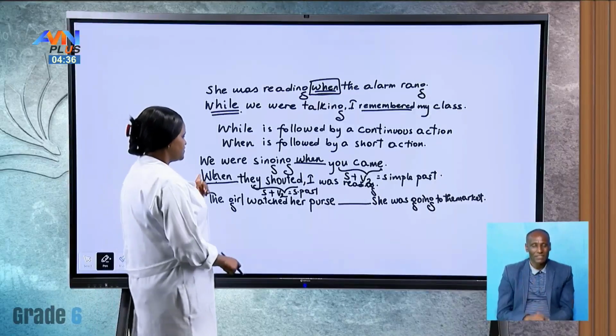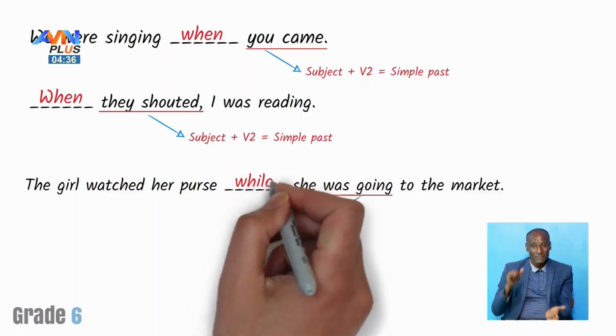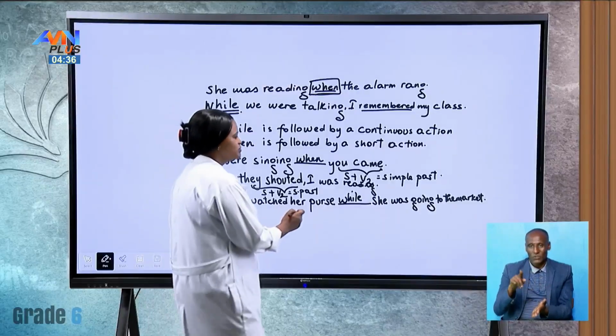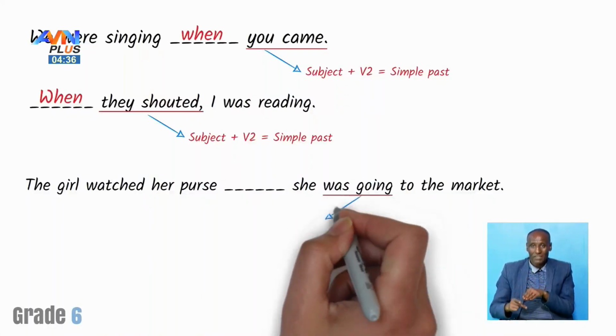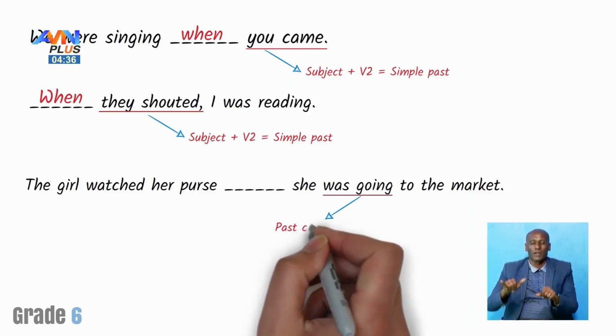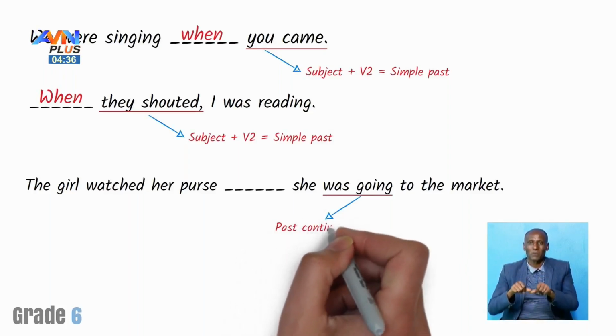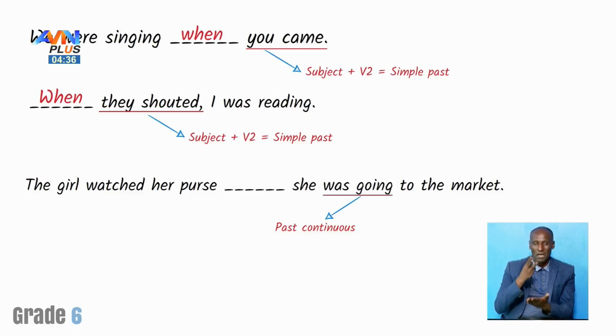If you say it is while, that means you are correct. Because what comes after the blank here is what? She was going, all right? Which means past continuous. And what do we say about while? While is followed by a continuous action.